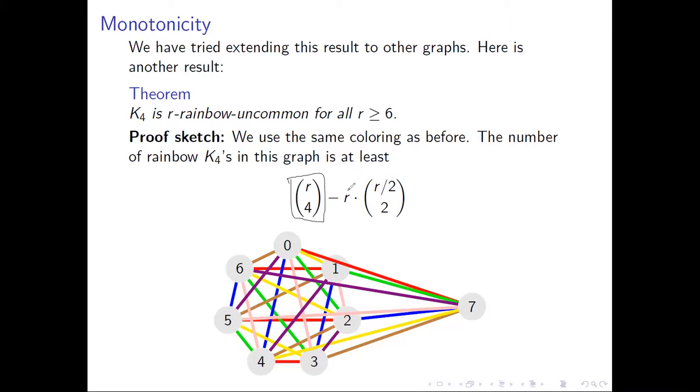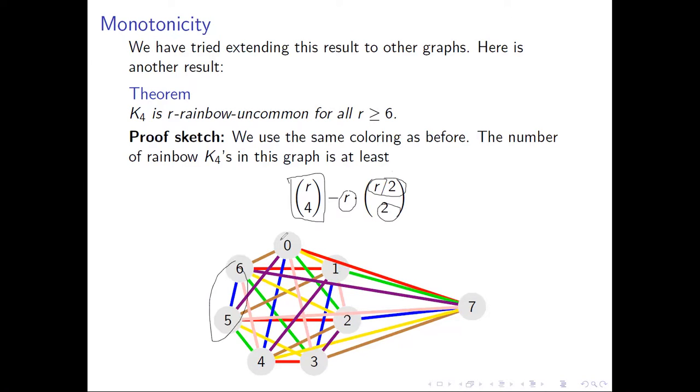rainbows. So there are R colors, so we pick a color to be repeated, R ways to do that. There exist R divided by 2 of those colors in the graph. So here there are 8 vertices, so that means there are 4 edges with the color red, 4 with the color yellow, 4 with the color blue, and so forth. And we need to choose 2 of those edges.